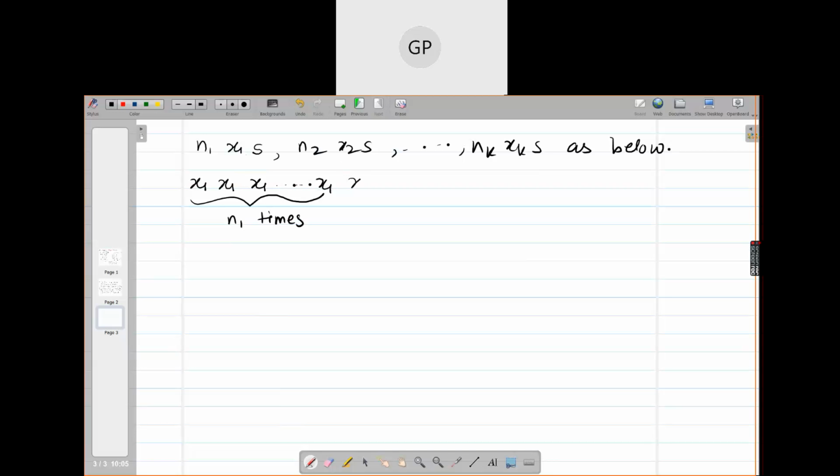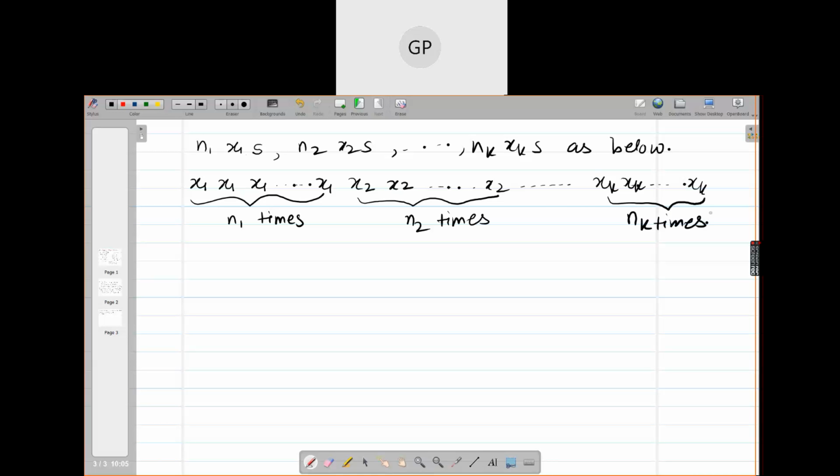Then I am writing x2. x2 I am writing n2 times, as many times as x2 is appearing. And so on. I am going to write xk how many times? Yes, girls. How many times am I writing xk? nk times. Okay, so we are getting a sequence.